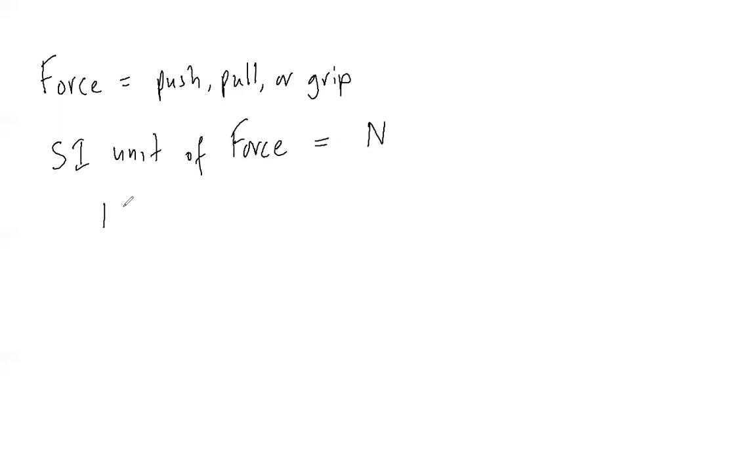And a Newton is defined such that 1 Newton equals 1 kilogram meter per second squared. So this is what we call a derived unit. You construct this unit out of other units within the SI system to define it.